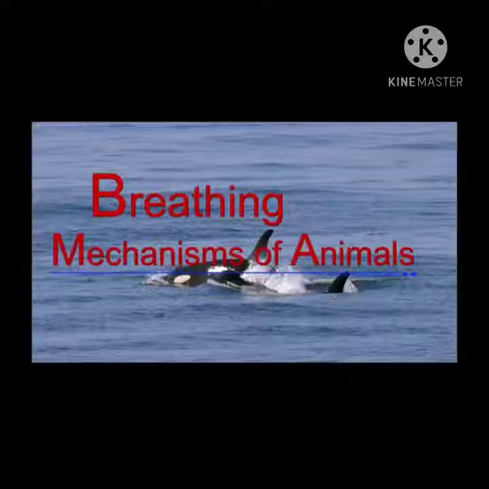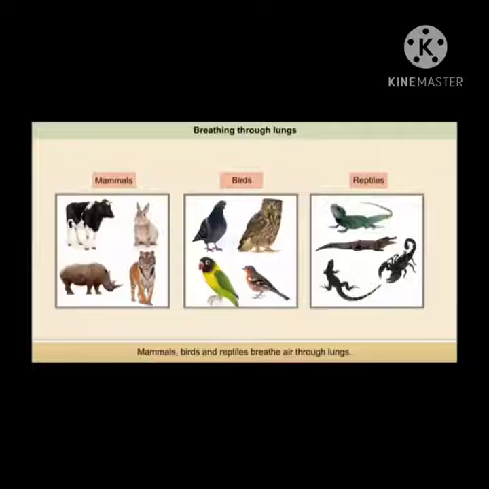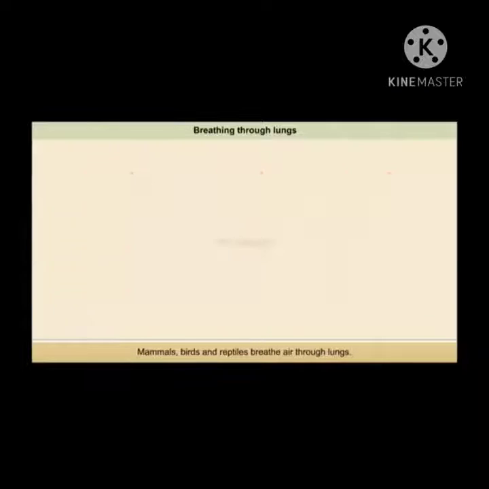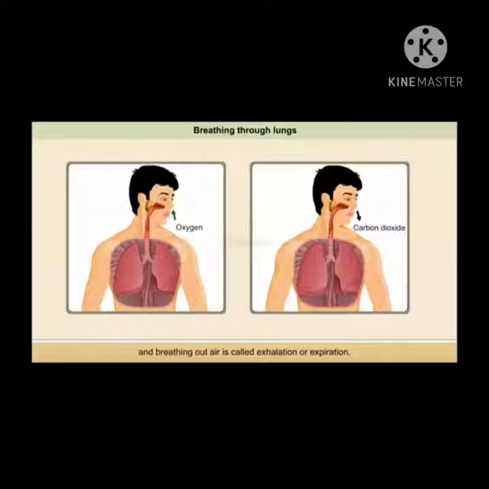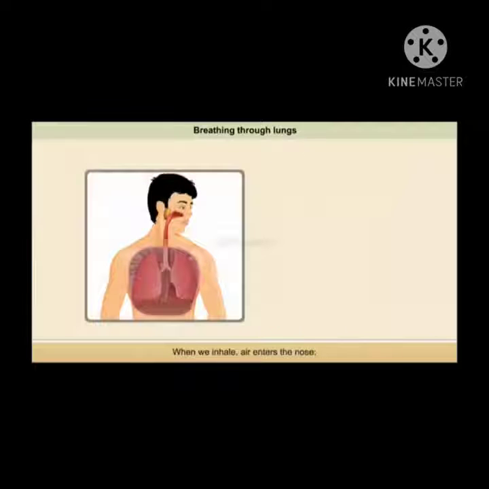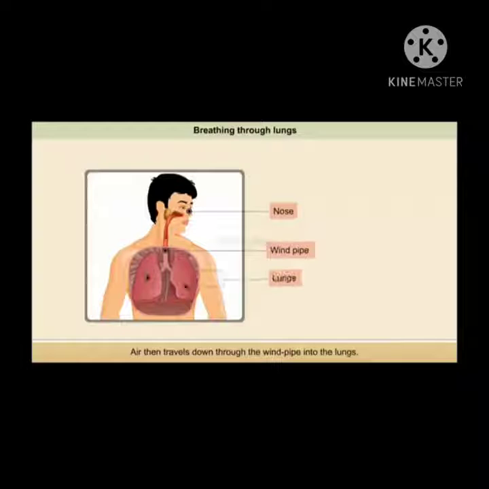Breathing mechanisms of animals. Mammals, birds and reptiles breathe air through lungs. Breathing in air is called inhalation or inspiration, and breathing out air is called exhalation or expiration. When we inhale, air enters the nose. The tiny hairs in the nose filter out dust and other particles. Air then travels down through the windpipe into the lungs.